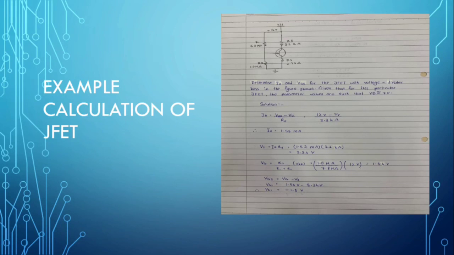For Vg, we can use the formula: resistance 2 divided by resistance 1 plus resistance 2, multiplied by voltage total, which is 1.0 megaohm divided by 0.9 megaohm multiplied by 12 volts equals 1.4 volts. Minus Vs, which is 1.4 volts minus 3.3 volts, and the answer for VGS is negative 1.8 volts.